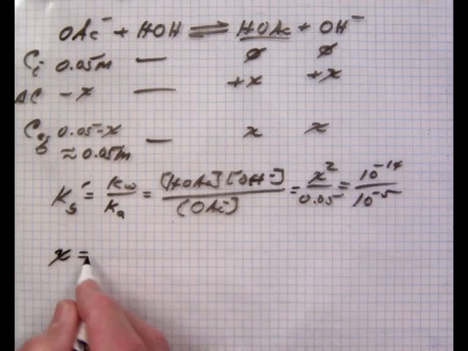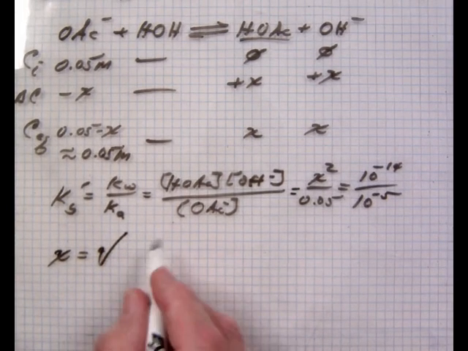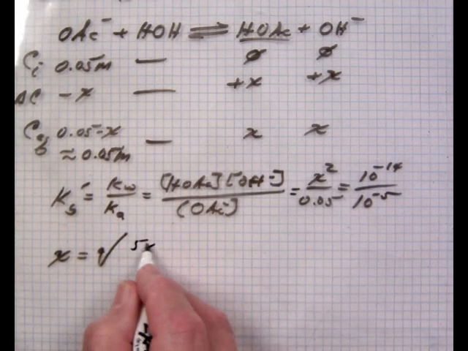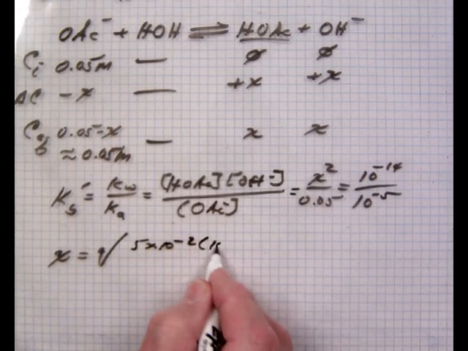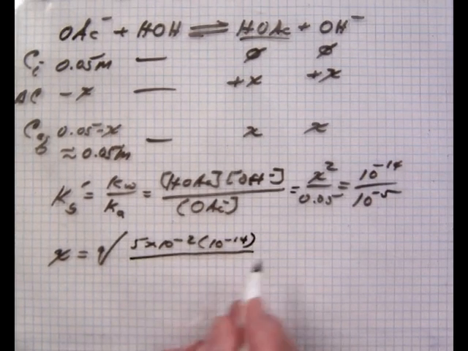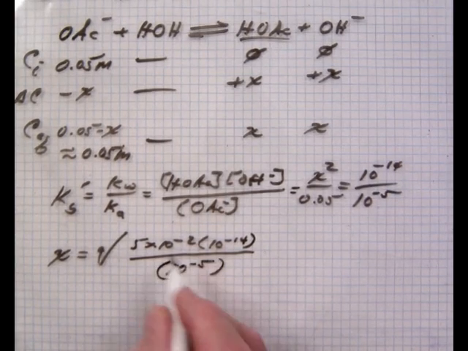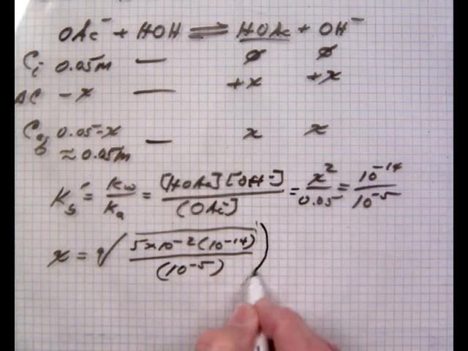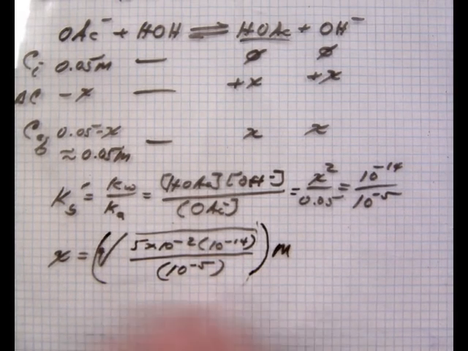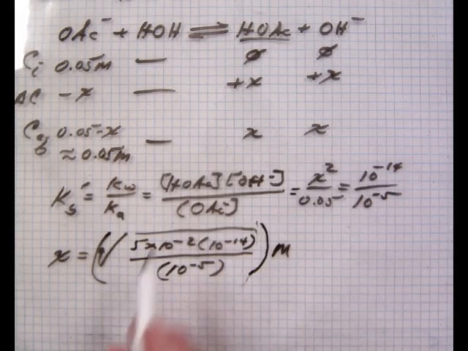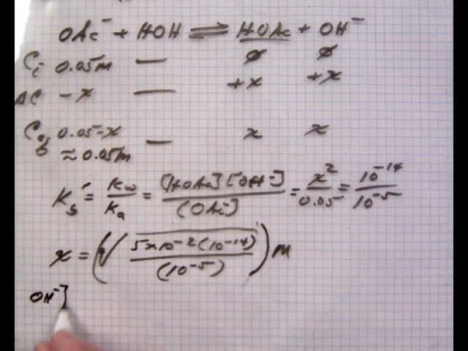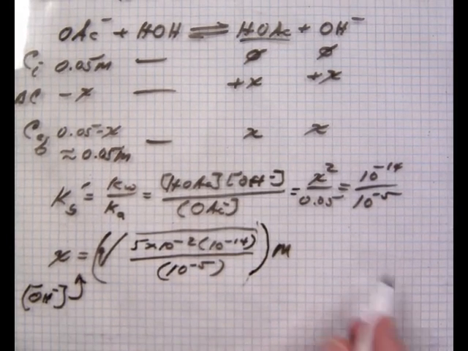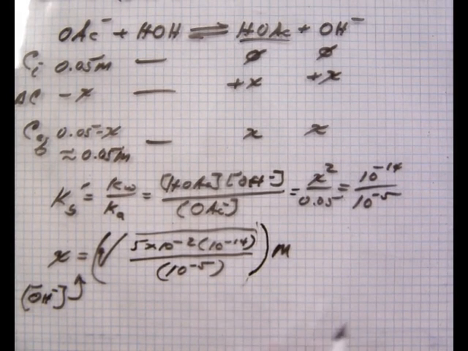Okay, and we solve for X, which is the square root of 5 times 10 to the minus 2 times 10 to the minus 14 divided by 10 to the minus 5. Take all of that, moles per liter. Of course, that would also be the OH concentration. And so the square root of 5 times 10 to the minus 11 looks like.